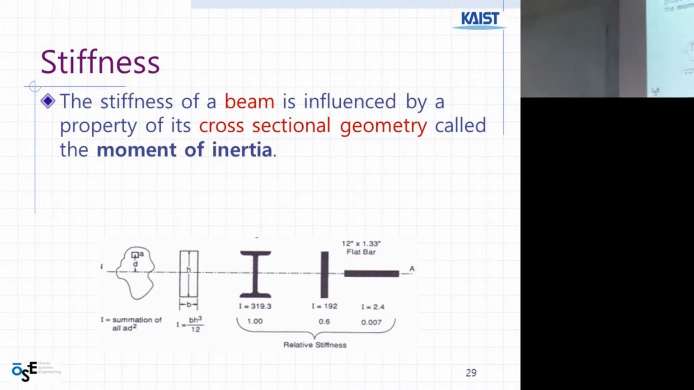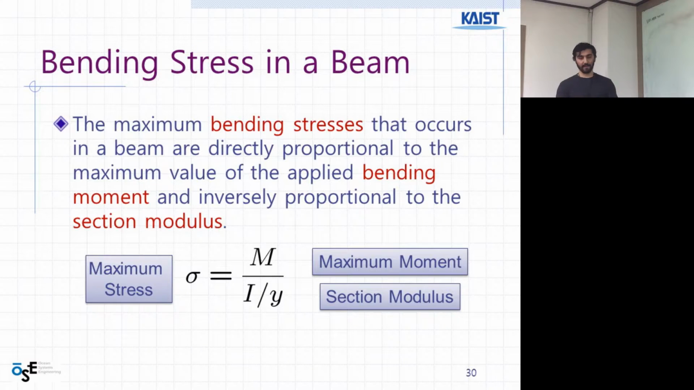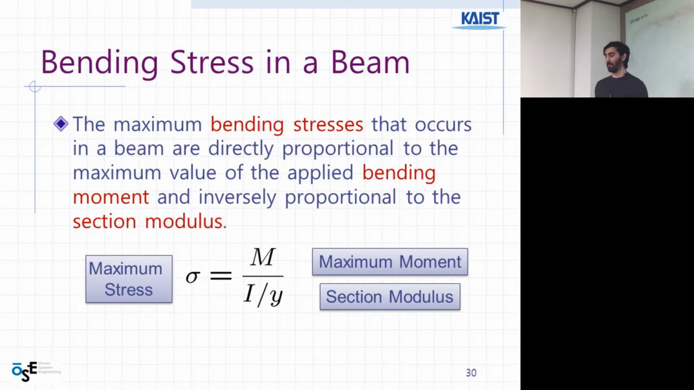Now bending stress. When the structure is under bending moment, intrinsic to this is the generation of normal stress. So bending stress is a more specific type of normal stress, and the stress at the neutral axis, as we mentioned before, is essentially zero.